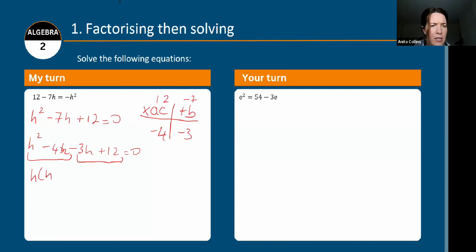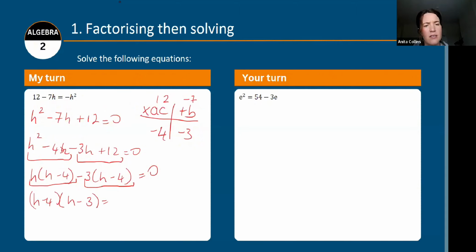h open bracket, h minus 4. Second bracket must be the same. What goes outside? It'll definitely be a 3, and it looks like it'll be a minus. -3 times -4 is plus 12. Yep, that's correct. So now we have four terms reduced down to two terms. h minus 4 is common. Take it out, and I'm left with h minus 4 times h minus 3 is equal to 0. So h minus 4 is equal to 0, or h minus 3 is equal to 0. h is equal to 4. h is equal to 3.